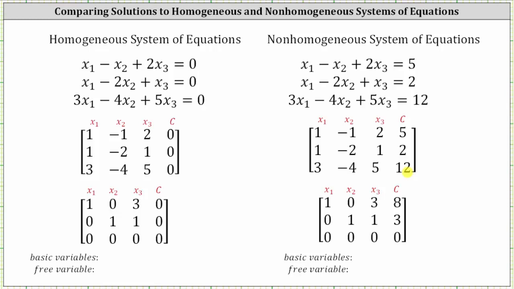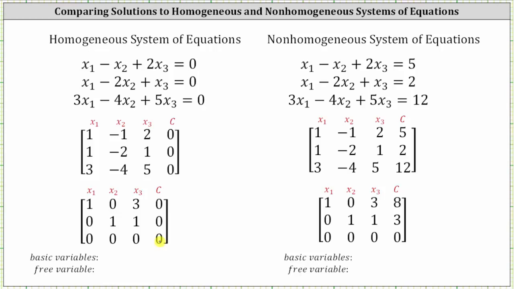The next step is to write the augmented matrix in reduced row echelon form, which is here below. If we compare the first three columns for both the homogeneous and non-homogeneous system, notice how they are exactly the same, but the fourth columns are different. For the homogeneous system, the fourth column is all zeros. For the non-homogeneous system, the fourth column is 3.